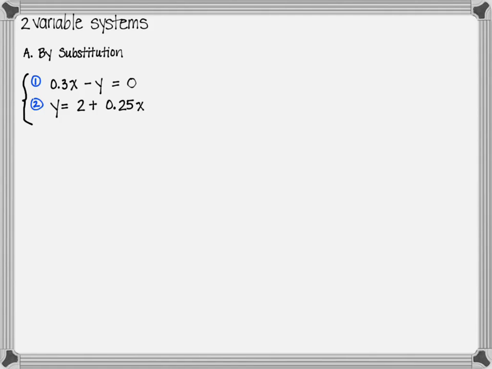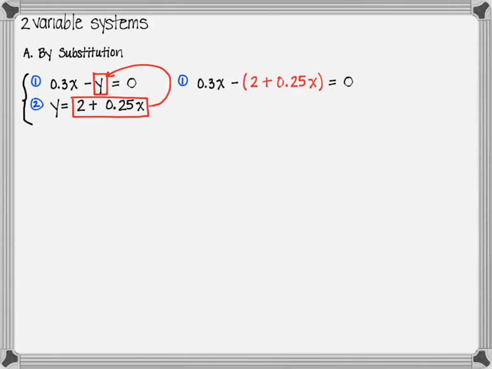So, in a two-variable system, let's start by looking at substitution. So here's a system. You have a couple of choices here. You could use equation 1 and solve for y, and then substitute that into equation 2. Or you could look at equation 2, and you can see that it's already solved for y, and you could substitute that expression in to equation 1. And so I'm going to do that one, and I substituted in the expression 2 plus 0.25x for the y.